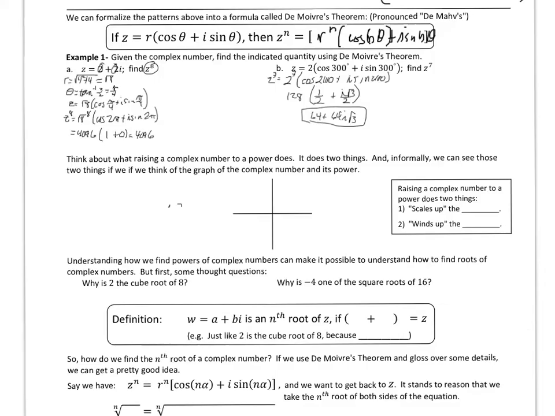Okay, so if we think about what raising a complex number to a power does, it does two things. And informally we can see those things if we think of graphing a complex number and its powers, okay? Basically, raising a complex number scales up the modulus, or the radius, and it winds up the angle.